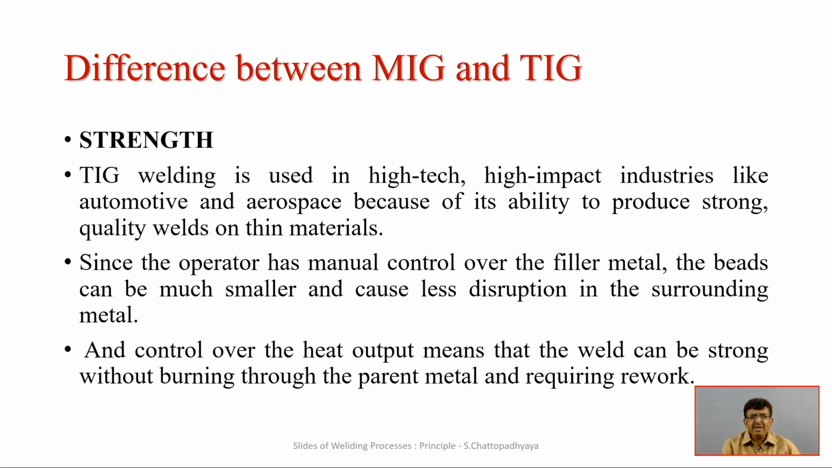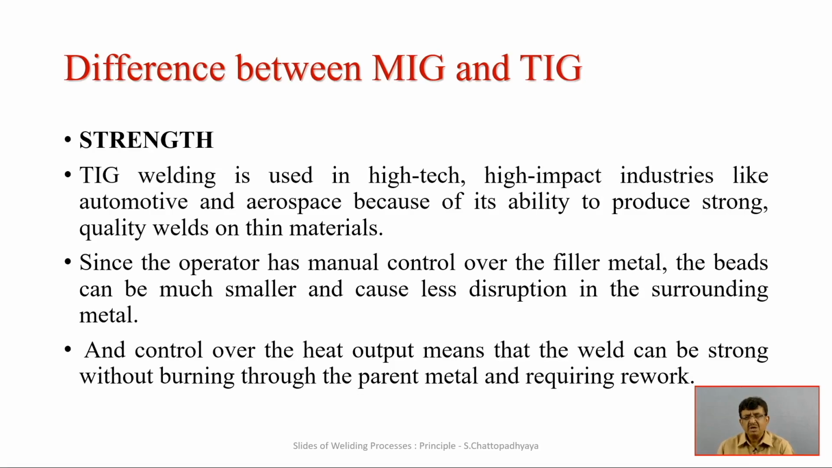On strength, TIG welding is used in high-tech, high-impact, precise industries like automotive and aerospace, because of its ability to produce strong, quality welds on thin material. For thinner material, TIG is suitable, but for thicker material, MIG is suitable. And since the operator has manual control over the filler material, the beads can be much smaller and cause less disruption in the surrounding metal. It is not that a continuous flow of metal will be there and be deposited.